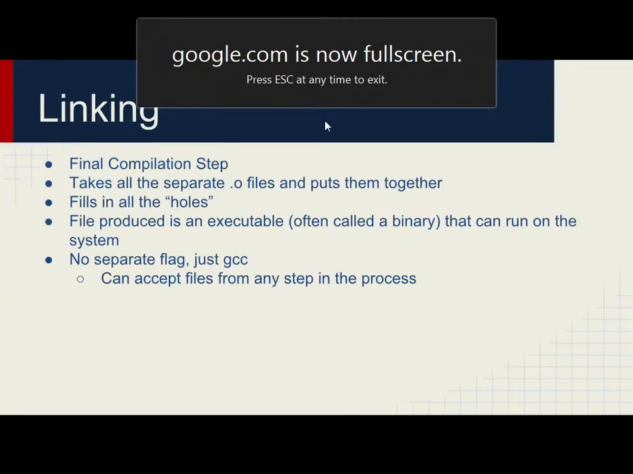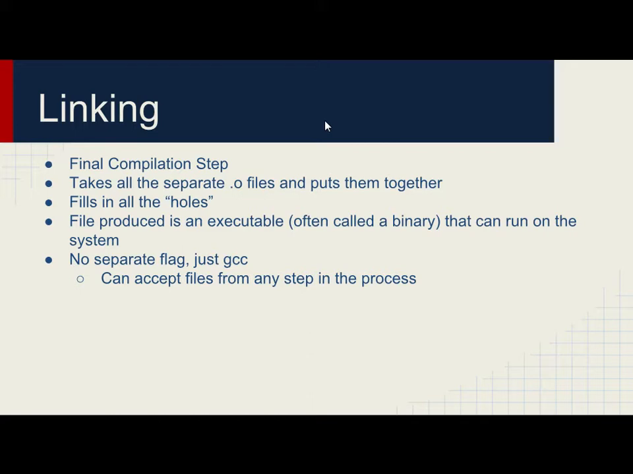So the final step of this process is called linking. Linking takes all of your disparate .o files. In this case, it's going to use a library that's pre-installed on the system to find the definition for printf. That's installed on just about every Linux system. It's called the GNU standard library. It takes all of these separate .o files and links them together into one file. So all of your definitions are there, all of your code is there, and hopefully, provided you compiled correctly, your program will actually run. The produced file is called an executable or a binary, and it takes no separate flag. This is the final output: just GCC, name of the file, -o, name of the output.